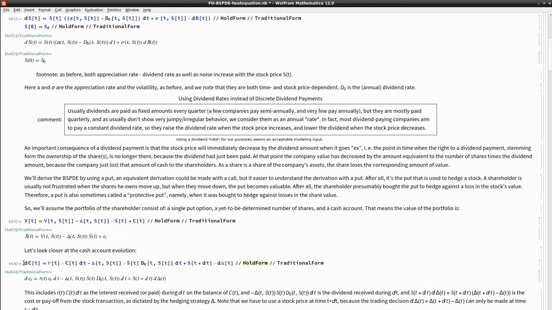So we are interested in the differential on the cash amount, the differential of C. We start out with the interest rate times the cash amount over time, because we get interest on the cash and we're taking differentials. So here we have to multiply with our differential for time, and that is dt. This is the change in the interest we earn on our cash amount. That cash amount is the money that we have deposited with the brokerage, but we didn't buy anything with it. We didn't buy stocks, we didn't buy calls or puts.